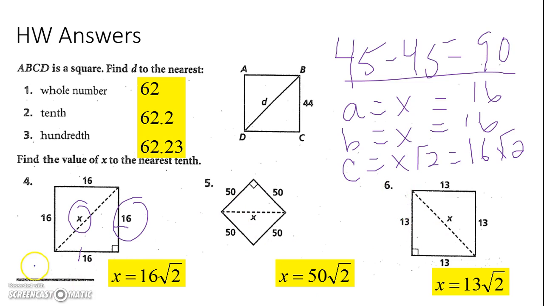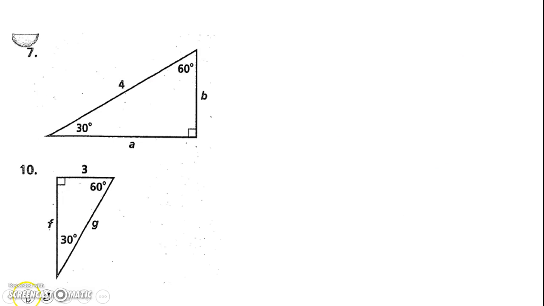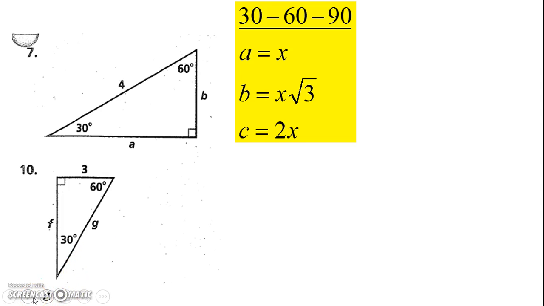And 6, very similar, 13, 13, and 13 root 2. Now, I'm going to do starting and do each column. So we look at number 7. So the first thing we ask ourselves is, what kind of triangle do we have? And it's a 30, 60, 90. So A equals X, B equals X root 3, C equals 2X.